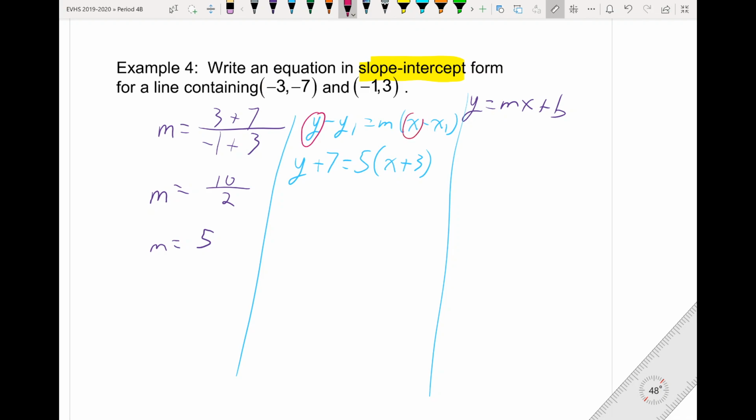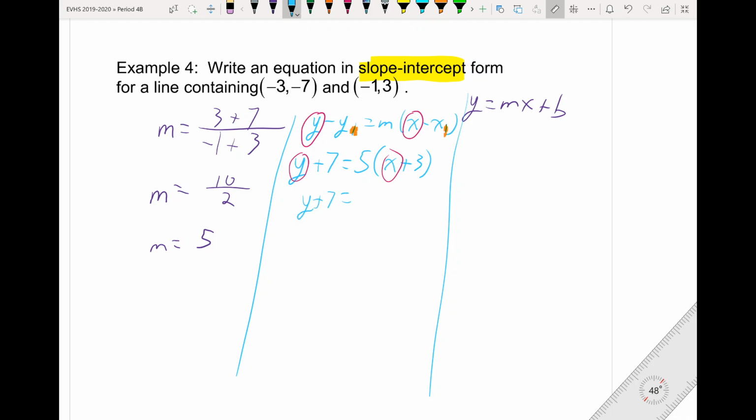Keep in mind that when you're doing these, the y and the x without a subscript on them are the same y and x that you get in the equation. The ones that have the subscript of 1 are the points you're plugging in. Okay? So that gives me y plus 7 is equal to.